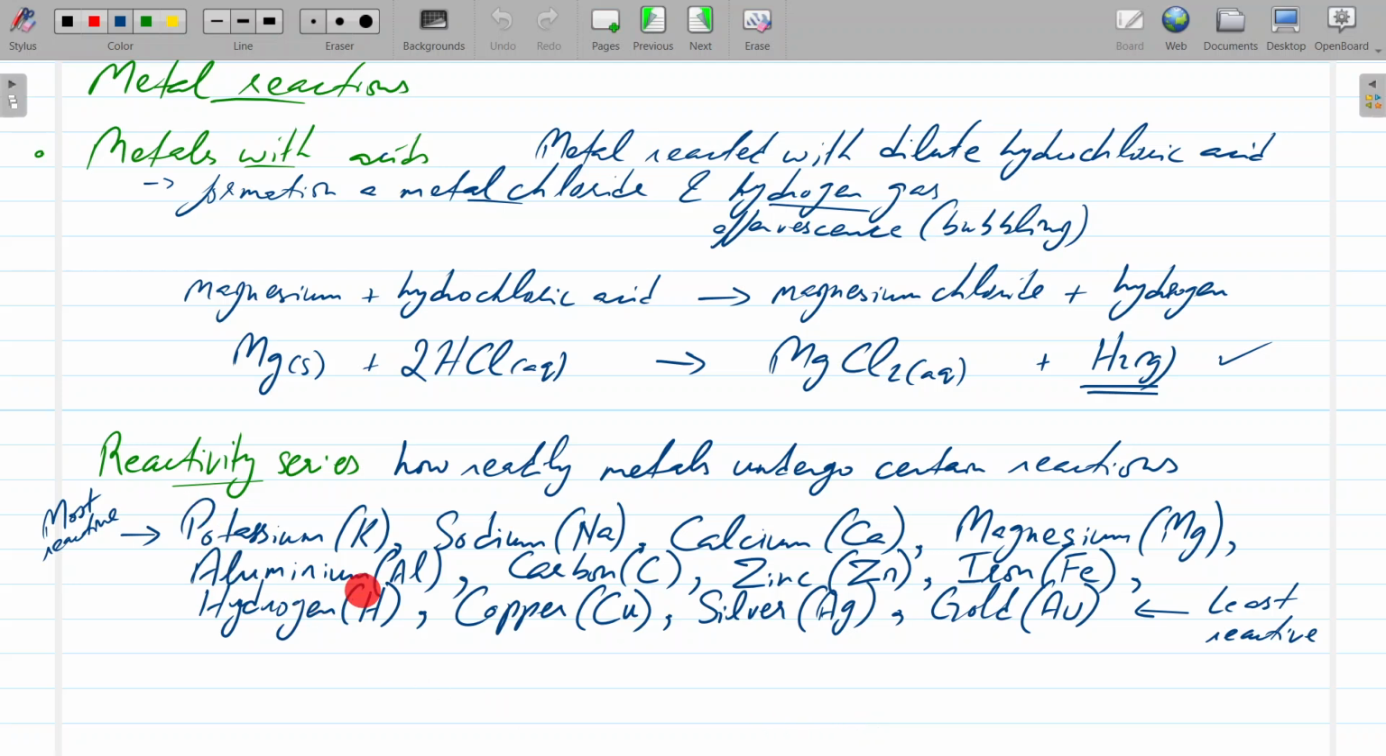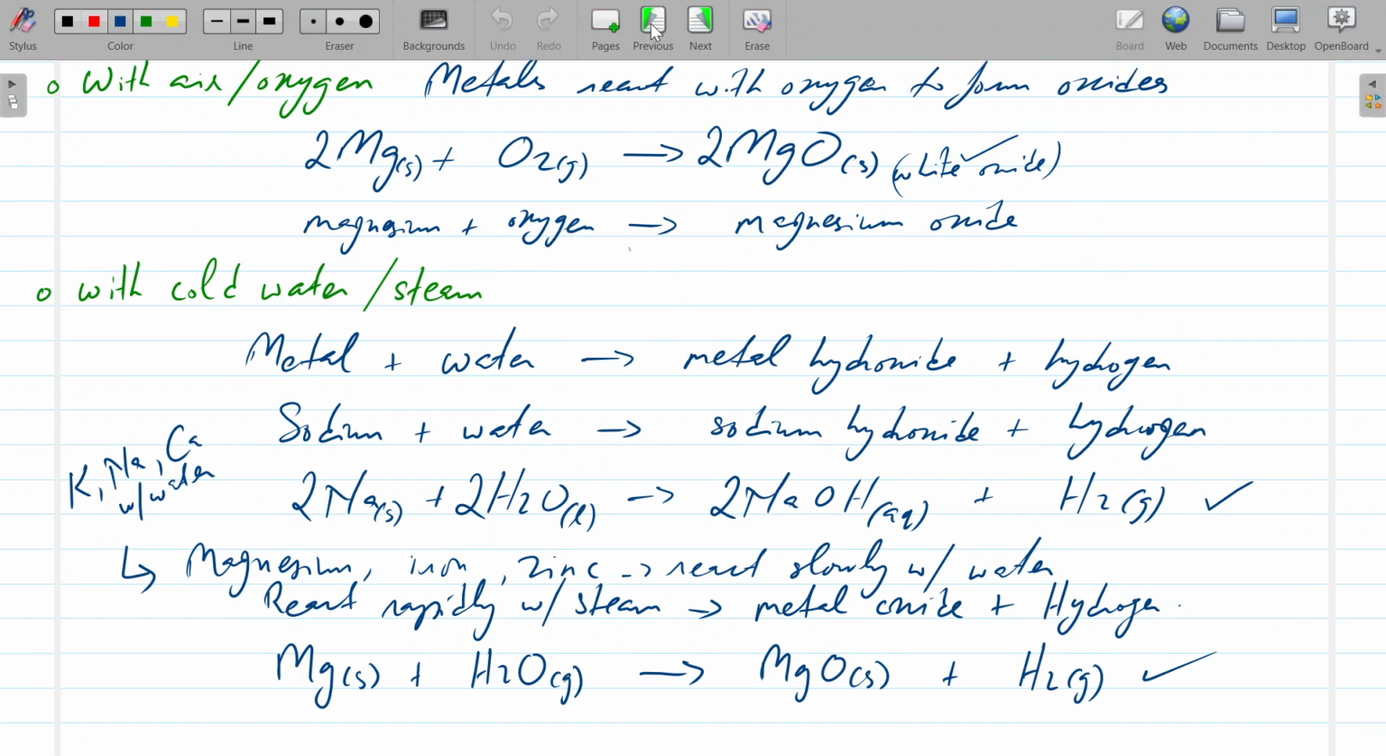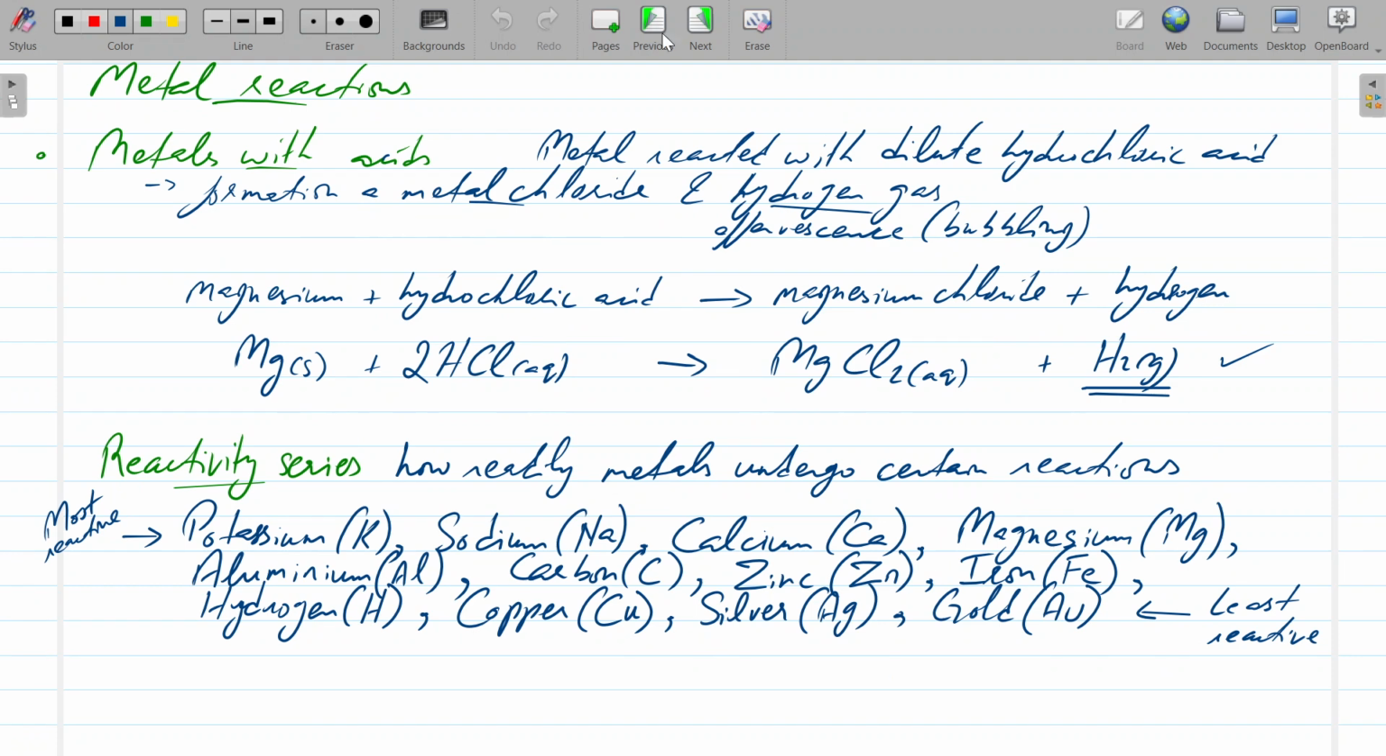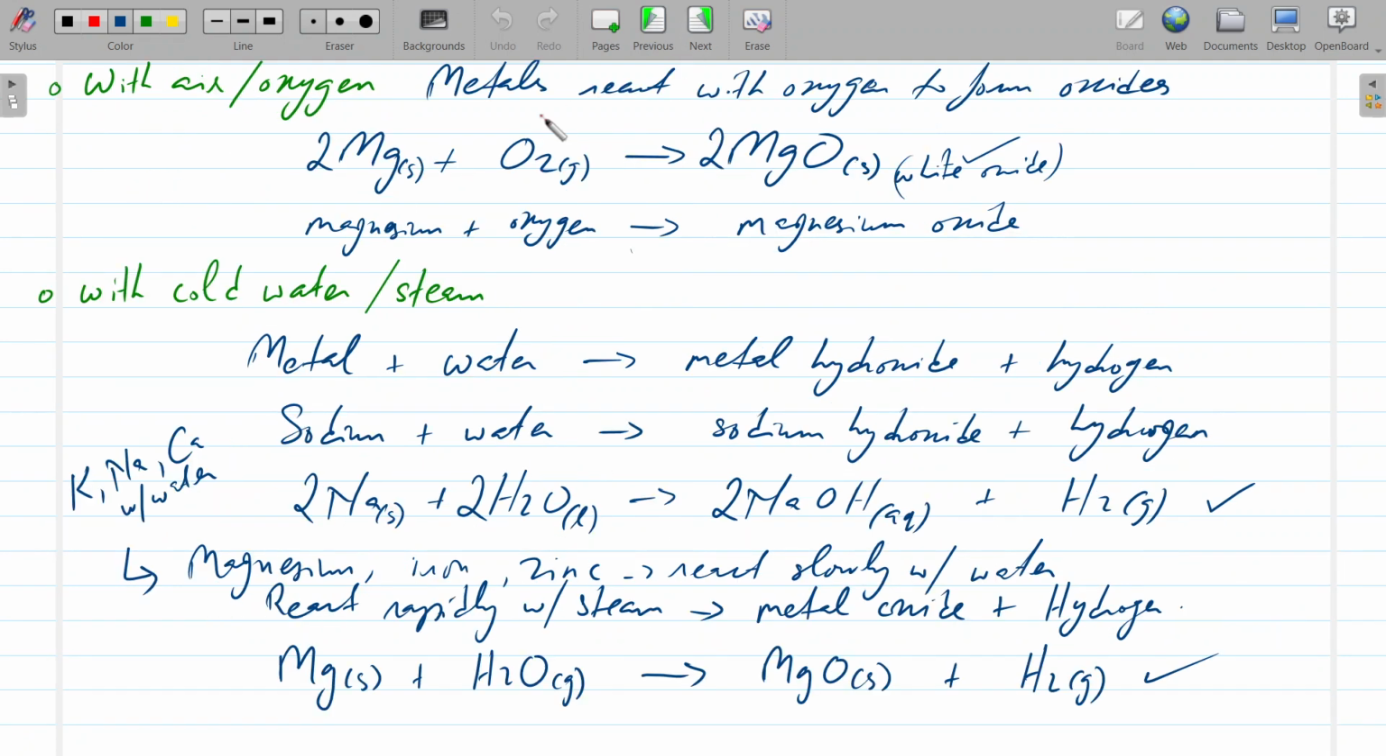That is the reactivity series in general. Most of these are metals. You've got carbon and hydrogen sitting over here, non-metals. What the reactivity series covers is the reaction in different circumstances. We've covered metals with acids. Next is metals reacting with air or oxygen. Metals react with oxygen to form oxides.